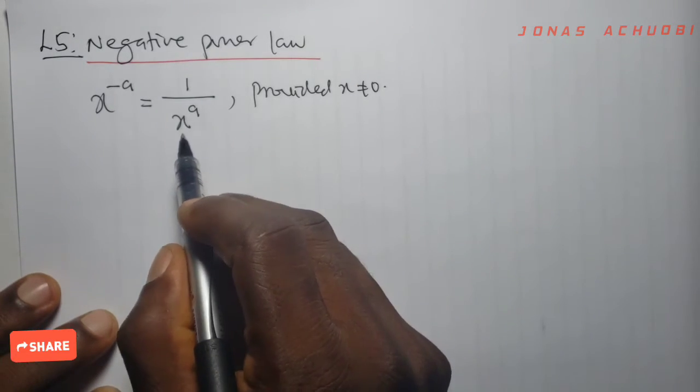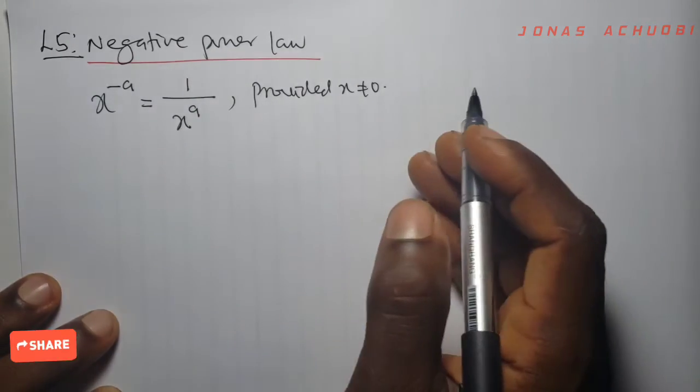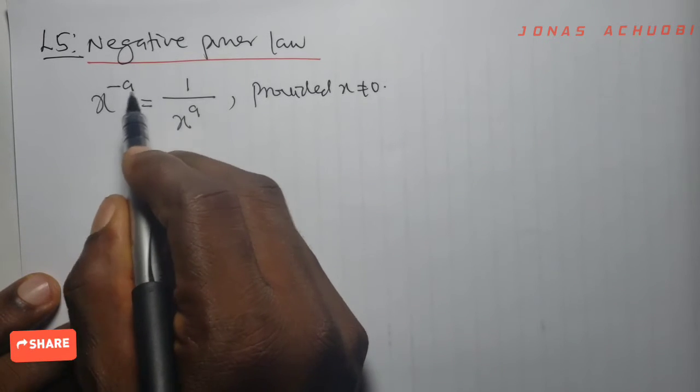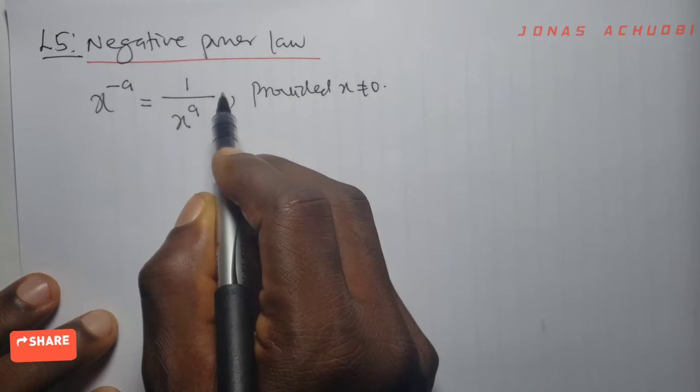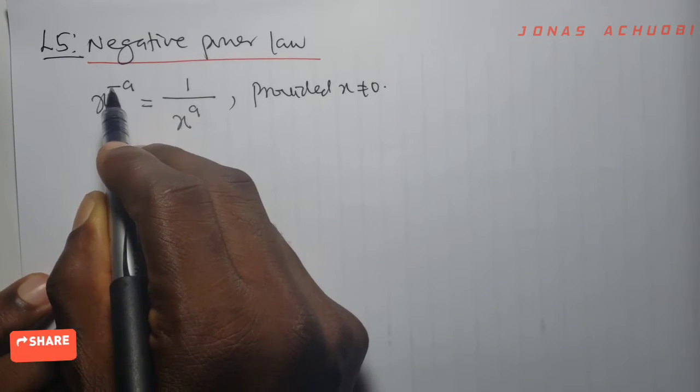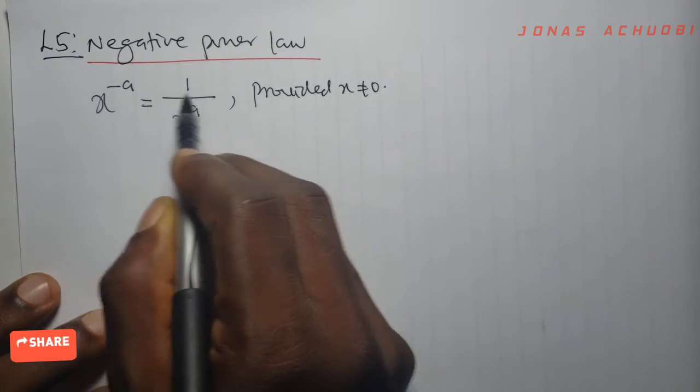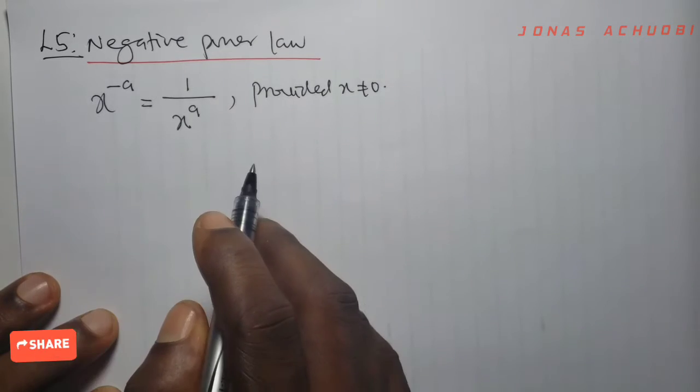Because if x is equal to 0, then the whole of this will not be defined. So if you have a negative power on your base, you simply write 1 divided by that base to the power without the minus sign. So this means this, and of course this also means this.